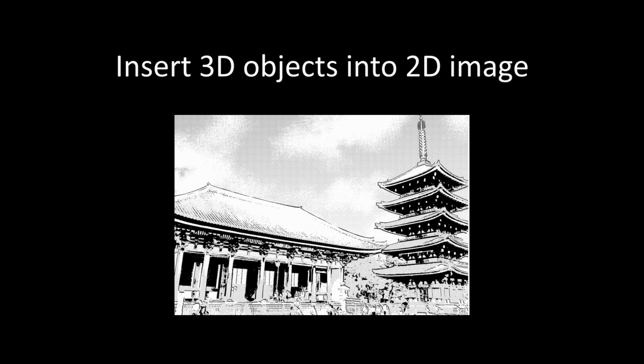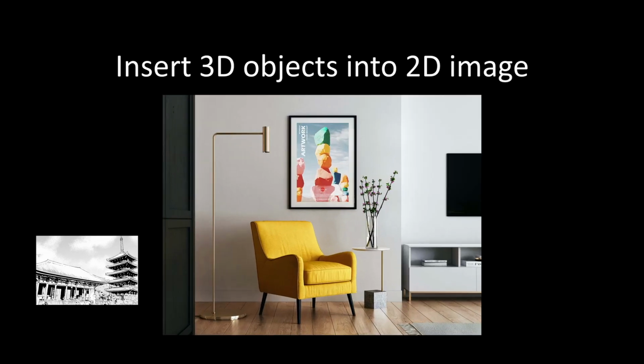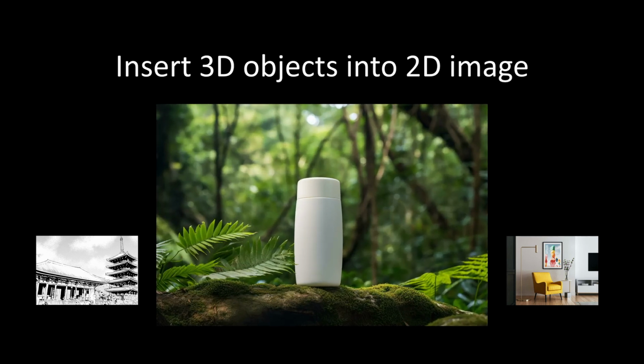Inserting 3D objects into a 2D image is a vital task with a wide range of practical applications. For example, when you want to draw a comic, you can incorporate 3D objects into the background drawings. In the case of interior design, you can use the picture of your room to preview how new furniture will fit and appear. Or, for product mockups, you can visualize prototypes in various settings.